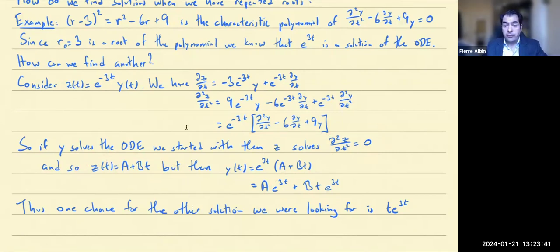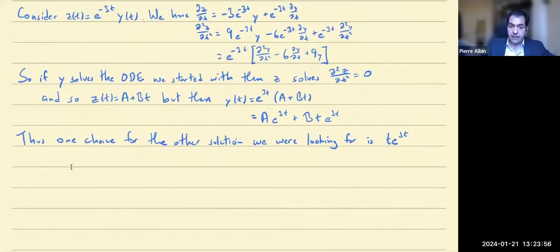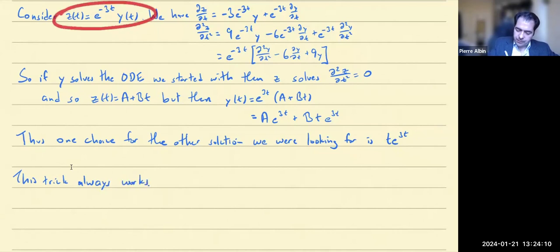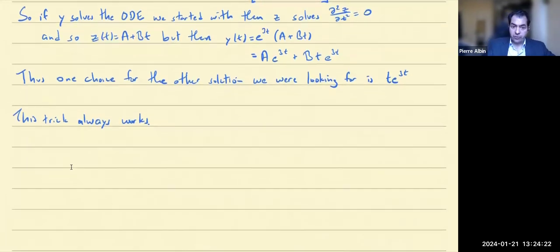Right? So wonderful. If we have repeated solutions, at least here where it was just one solution repeated twice, we've found what you do. You just multiply by t. This trick always works. Like what trick? Well, the trick was this one. Consider dividing by the exponential solution you have when you have a repeated root. Here's the conclusion from this trick.